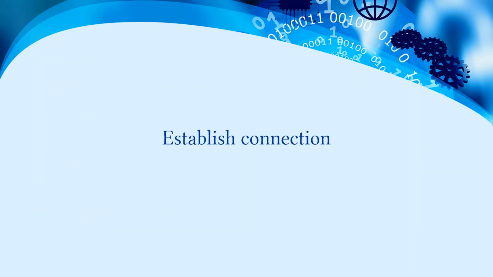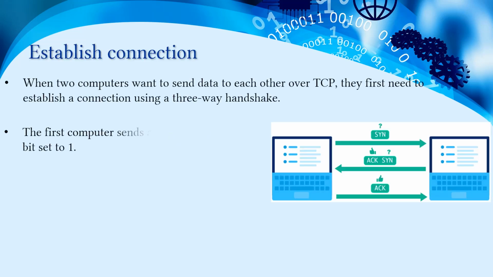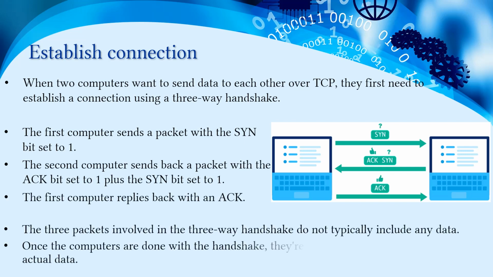And here we'll first understand how the connection is established and how the communication starts between two devices. This understanding is very important for any network professional or penetration tester. So we'll understand how the connection establishment happens. When two computers want to send data to each other over TCP, they first need to establish a connection using a three-way handshake.